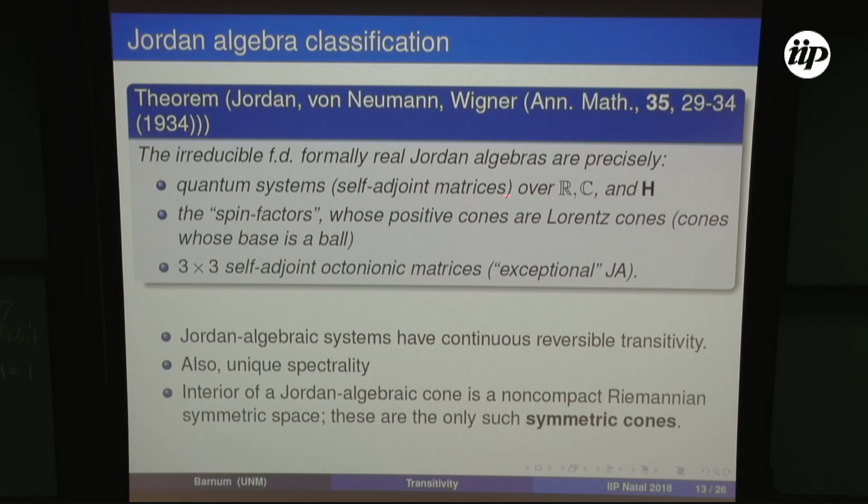They're just the self-adjoint matrices over R, C, and the quaternions, and of course, the cones of positive semi-definite matrices in those. The spin factors, the positive cones are Lorentz cones, just cones whose base is a ball. You can think of them as light cones in n space and one time dimension if you want. And this weird 3x3 self-adjoint octonionic matrices, the so-called exceptional Jordan algebra. And that's it. So frequently when you are trying to characterize quantum theory by some postulates, you get here, and then you need one more thing to get the complex field.